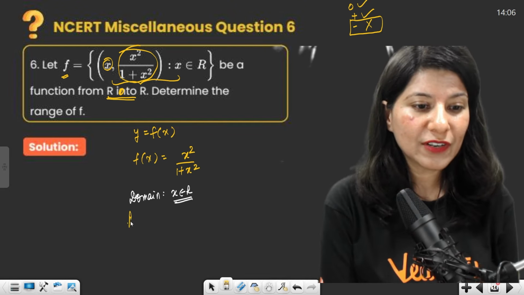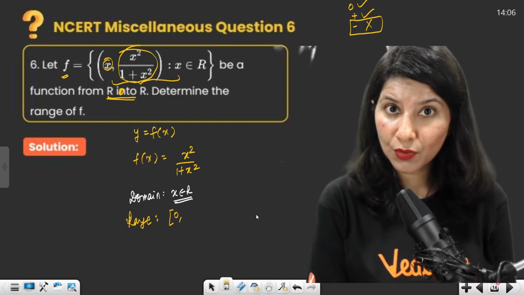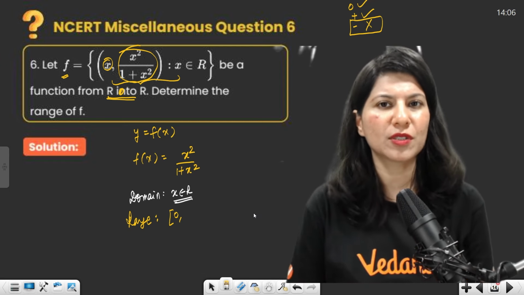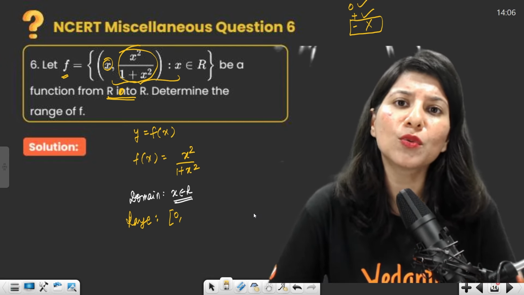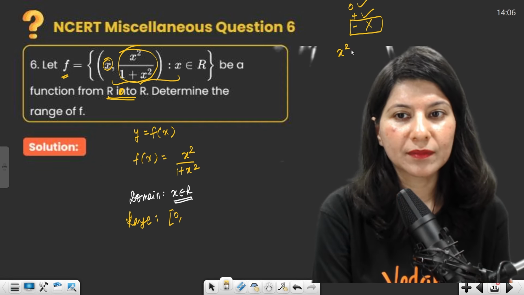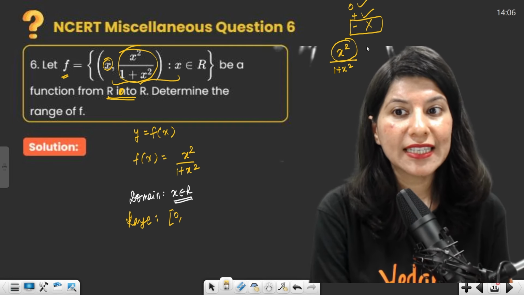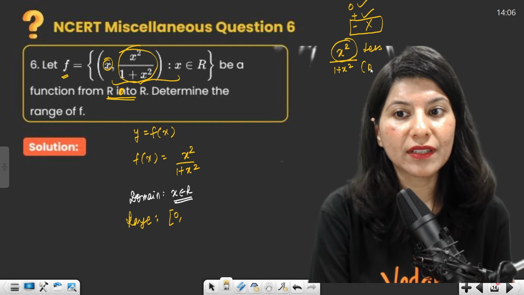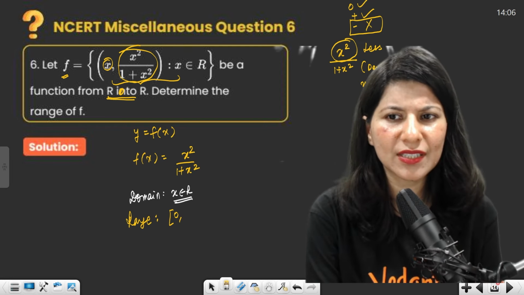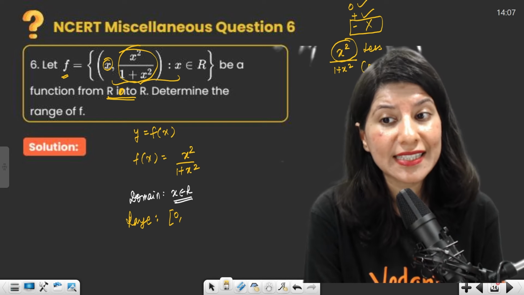That means the range, just tell me. Range will start from 0, and after 0 there will be a set of positive values. What will be those positive values? So understand, here x square upon 1 plus x square. Clearly, the numerator is lesser than the denominator. How come? Because we are adding 1 to the denominator. If you put x equals 1, you will realize 1 upon 1 plus 1, that is 1 by 2, that is less than 1.